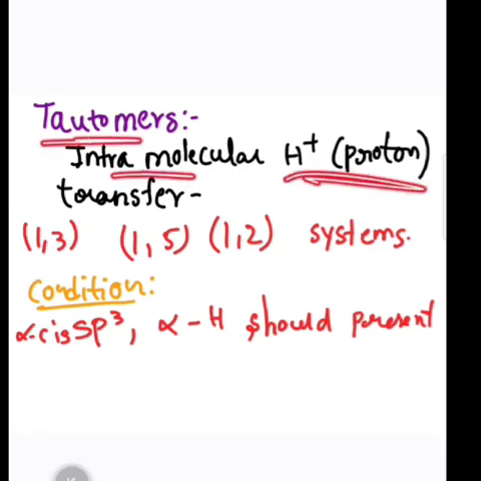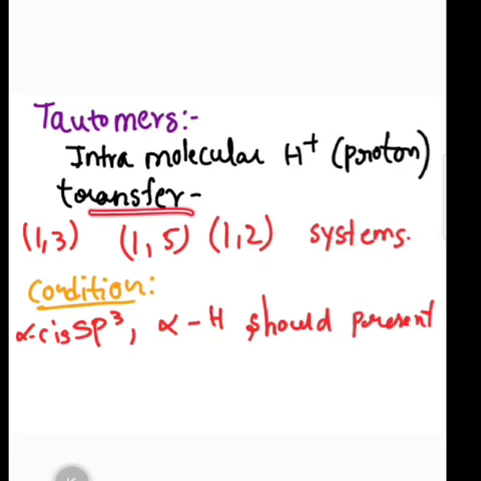Tautomers is nothing but intramolecular H plus transfer. So what is tautomers? Intramolecular H plus transfer. So we have 3 systems in this: 1,3, 1,5 and 1,2. If any one of these 3 tautomer systems applies, then it is said to be tautomerism.